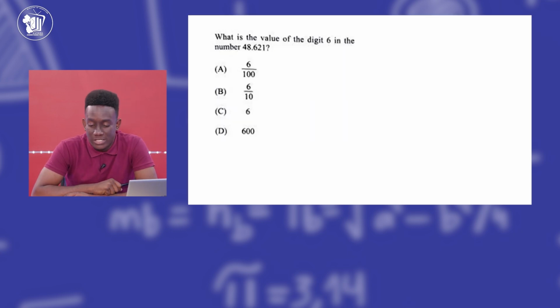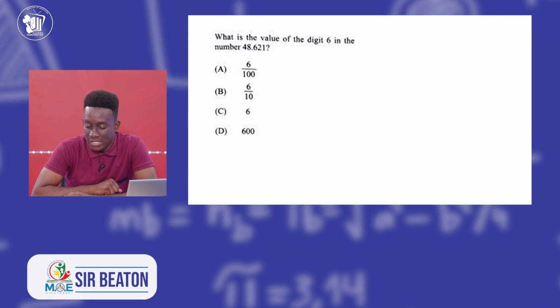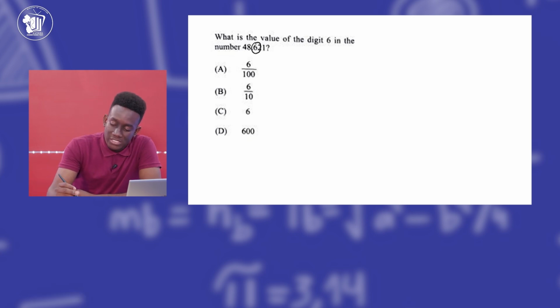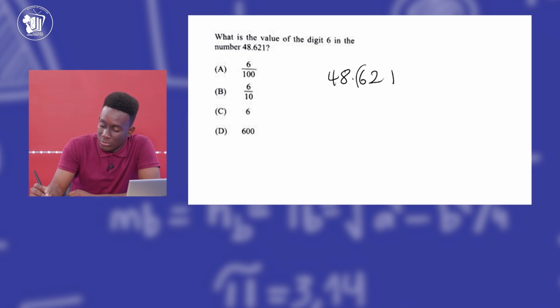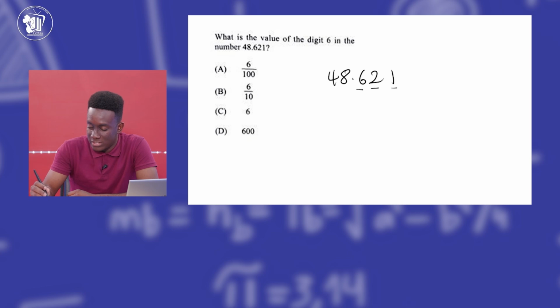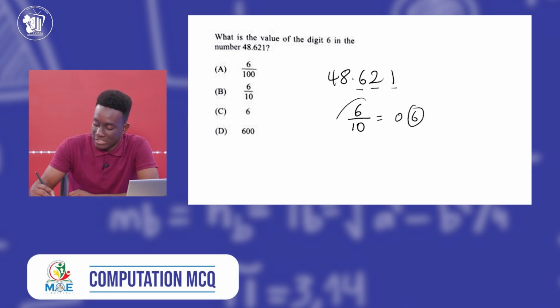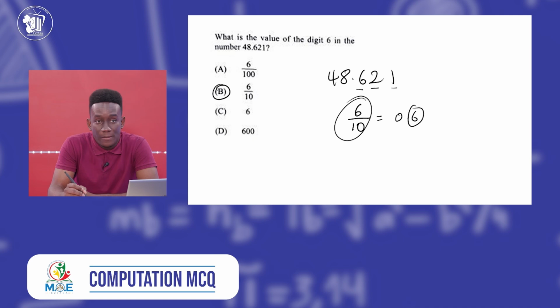So the next question says, what is the value of the digit 6 in the number 48.621? So we want the value of the digit 6. We have 48.621 and we want the value of this digit, the number directly after the decimal point. So we know here is tenths, hundredths, thousandths. So tenths, so the value of this digit would be 6 over 10. And if we divide 6 by 10, we'll get 0.6, which is the same position in which the 6 is in here. So the answer is 6 over 10, which is B.